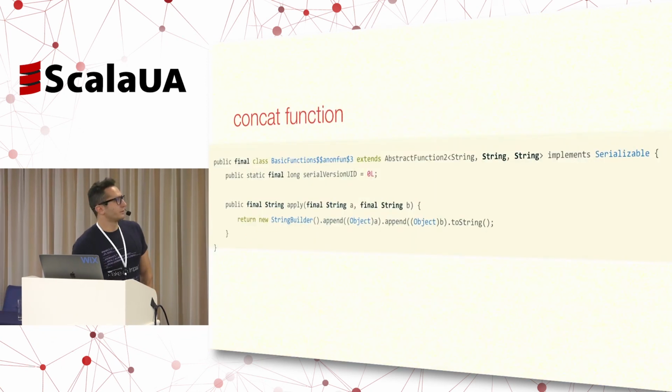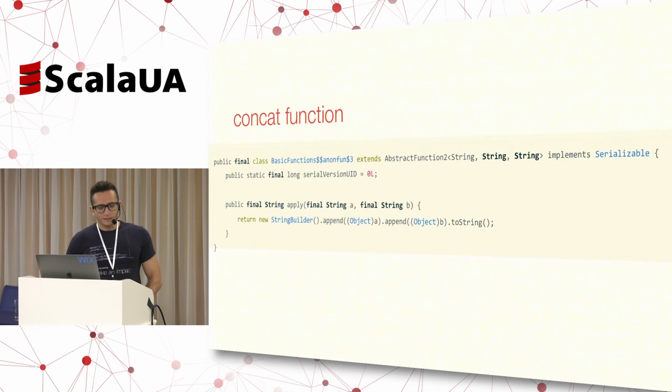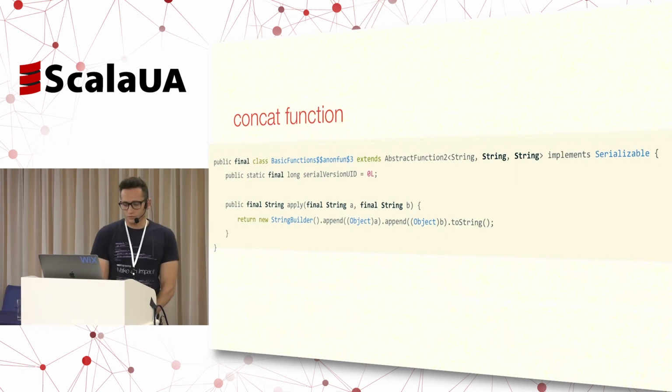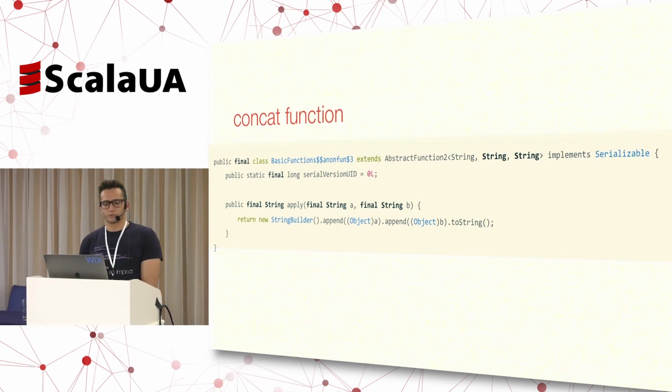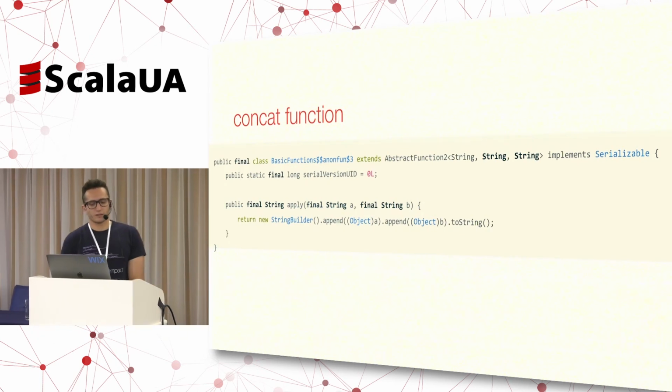If we look at the concat function, it is a final class extending abstract function 2 from string to string. We get 2 strings and we output a third string, meaning the first 2 strings are the input and the last one is the output.